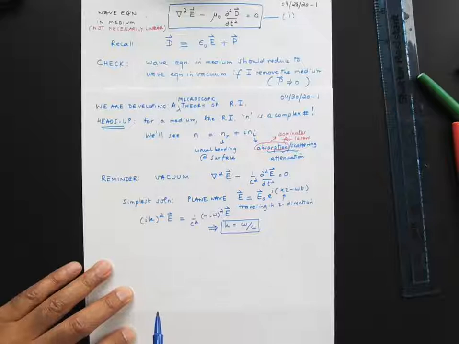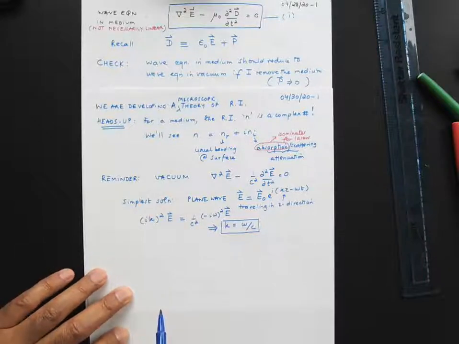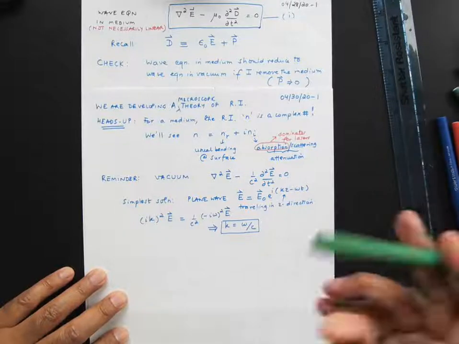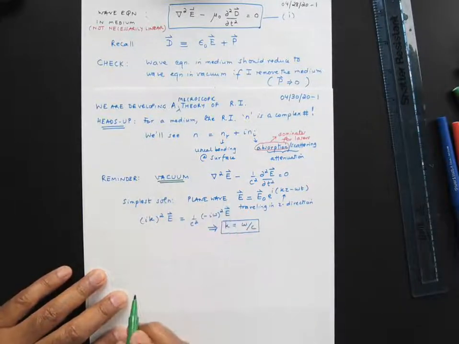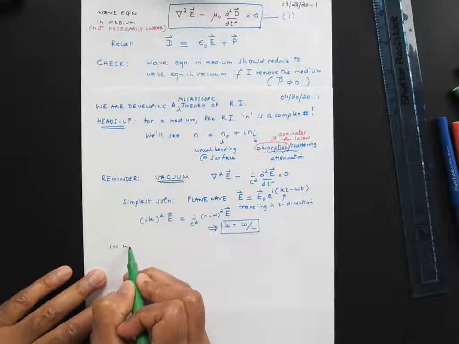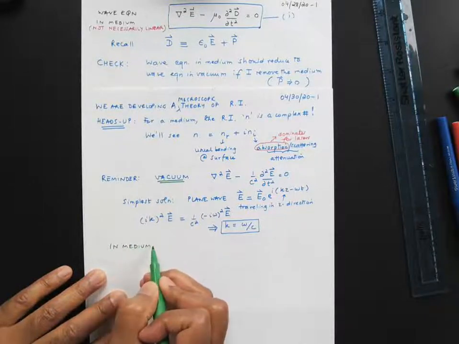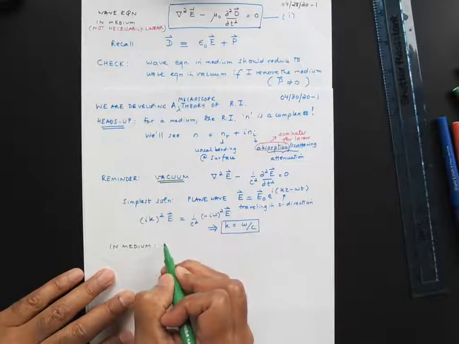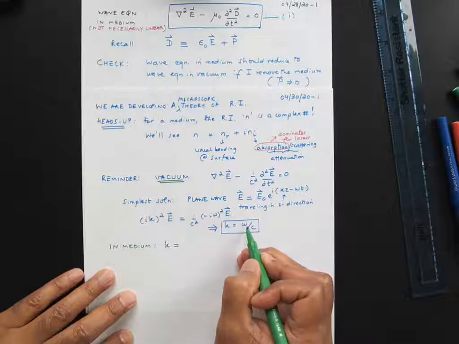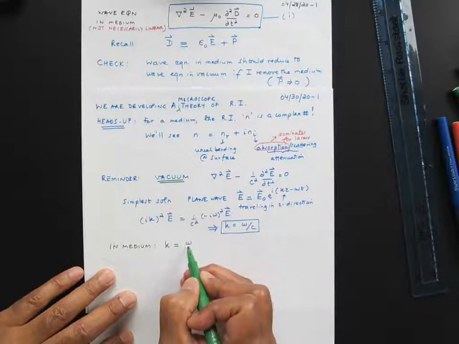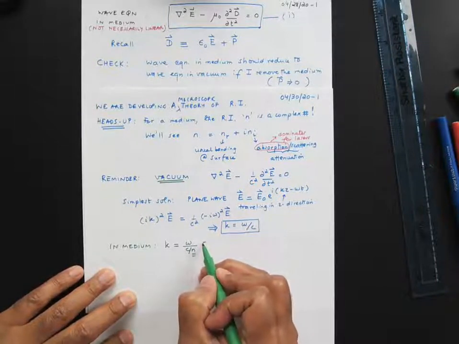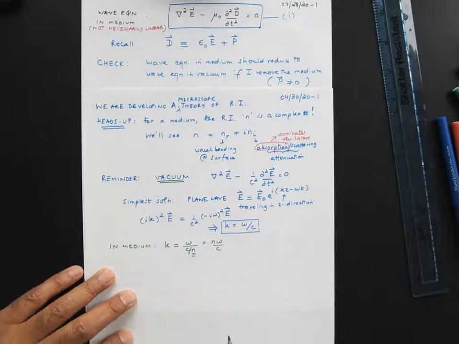And that's where it comes from. All right. Now, in the medium, so this was for vacuum. In the medium, what happens is that this k, instead of just being omega over c, it becomes omega over c divided by n, the refractive index. And so this becomes n omega over c.